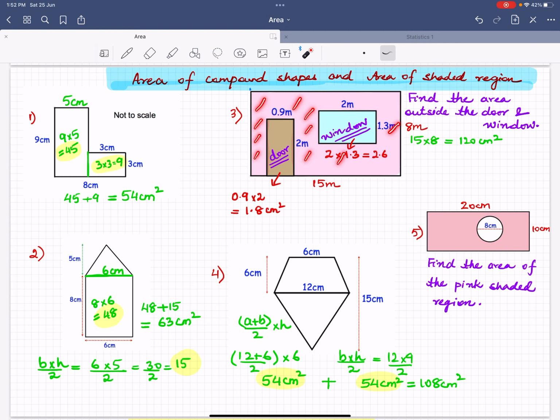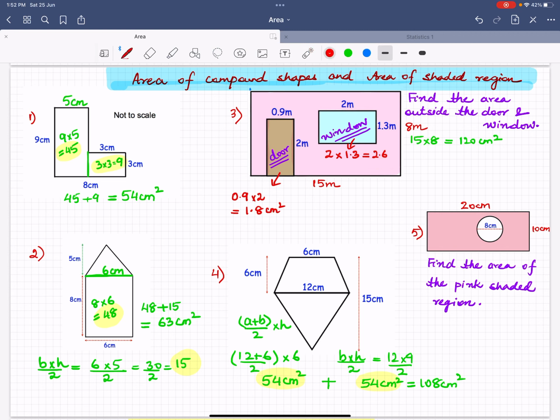As we discussed earlier, to find the area of the shaded region, we need to find the area of the bigger shape, which we have found already. From the bigger shape, we need to subtract the area of the smaller shapes. We have already got the area of the smaller shapes. All we need to do is add these and subtract from 120.